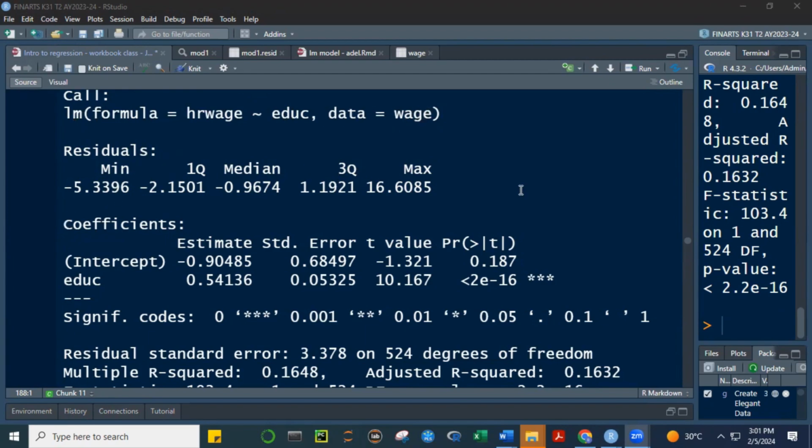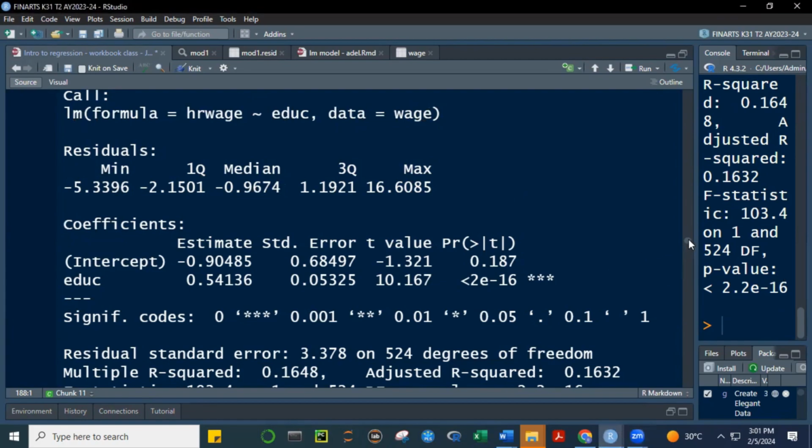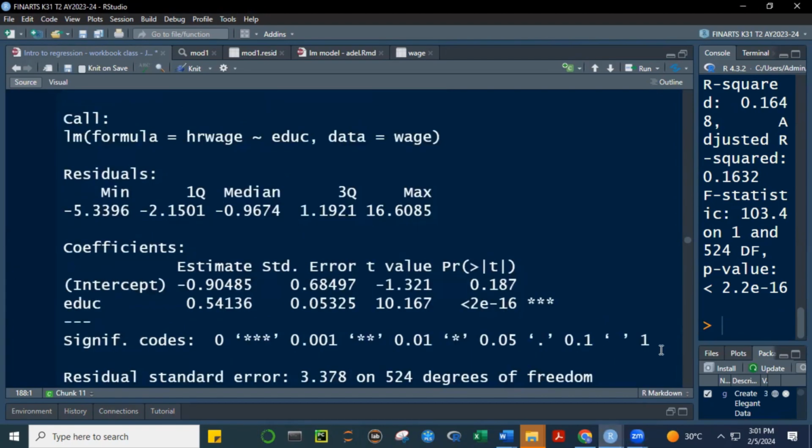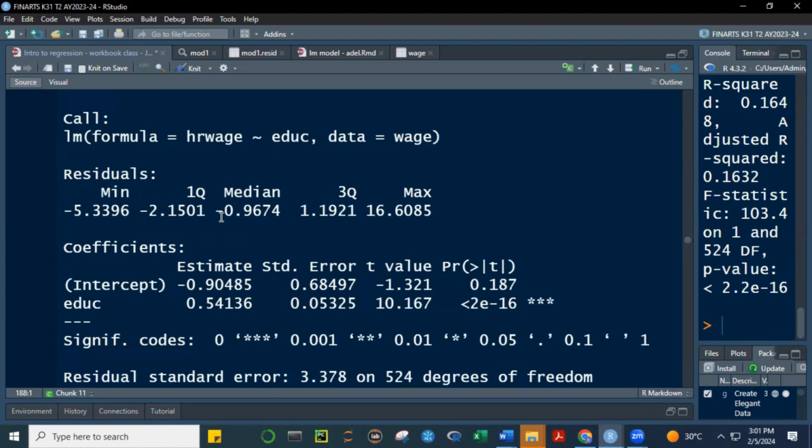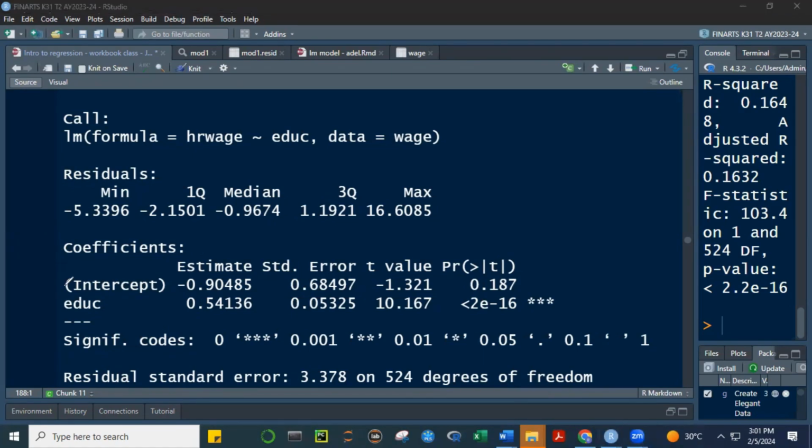Then we have some statistics about our residuals. We're going to look at this later on when we do diagnostics. And then this one, class, we know this. We have the coefficients. We have the intercept. This is your beta naught or beta null. And this is your slope, beta 1. And we know the values. We got this from the regression line. And we looked at the meaning of this.